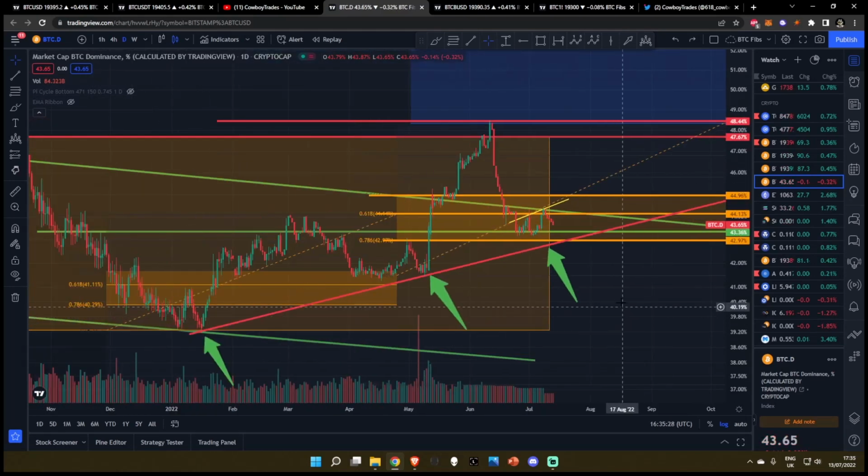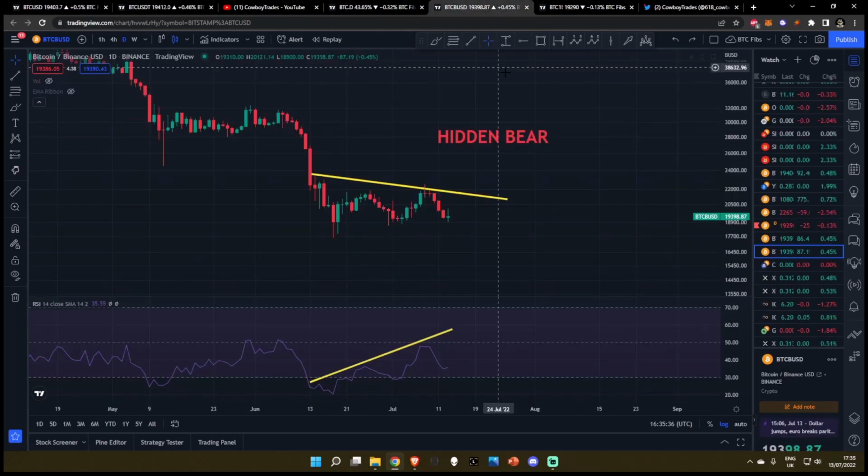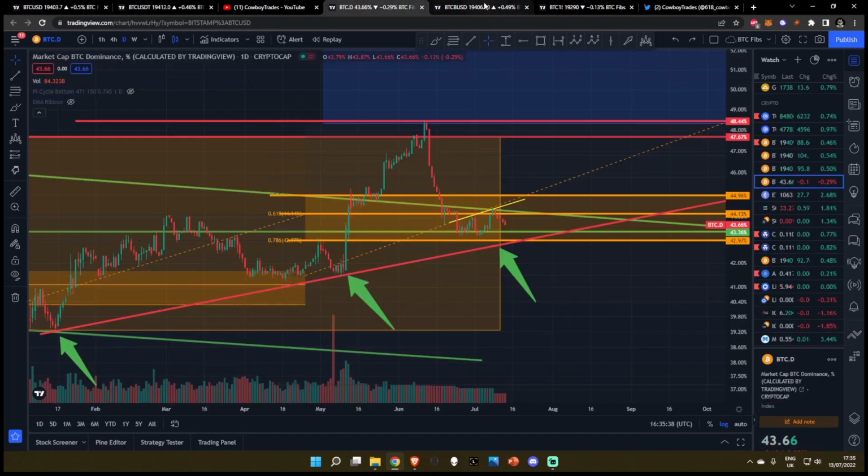This will definitely decimate a lot of altcoins. I'd really like to see the dominance stay above this key support line at 43.37. Let's move on from the dominance. Dominance is looking good to me in the higher time frame still.